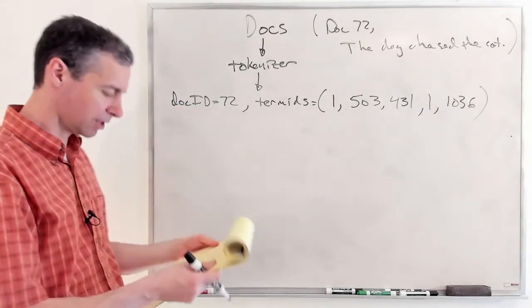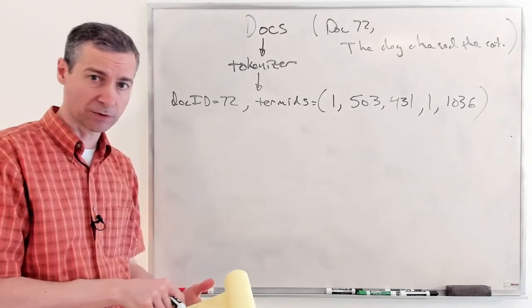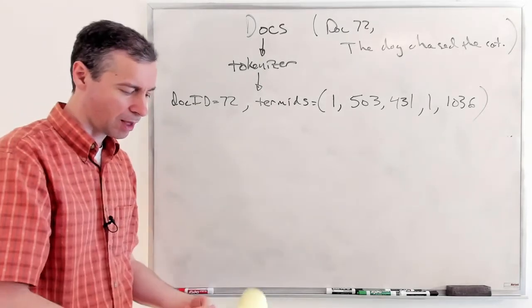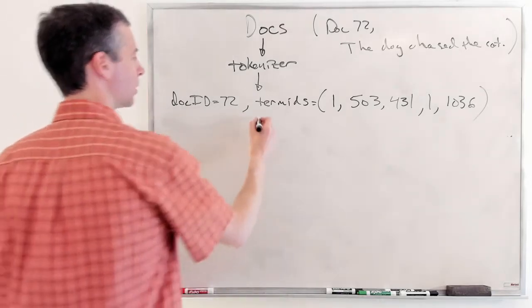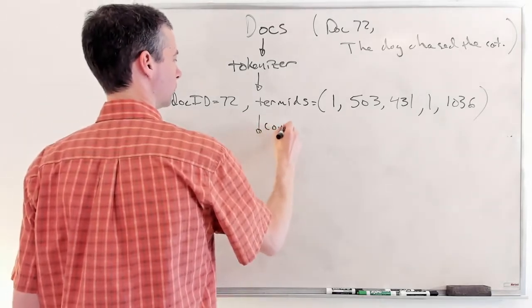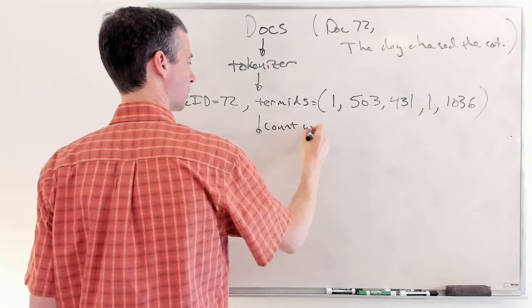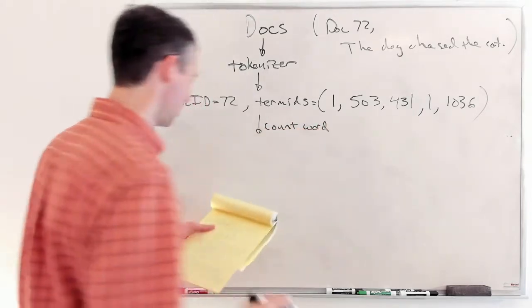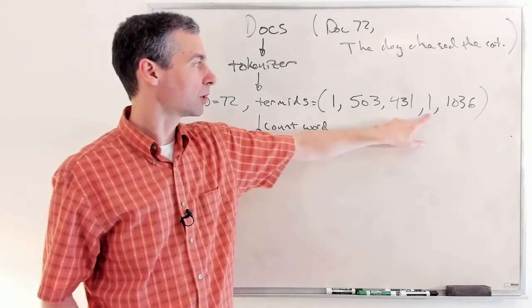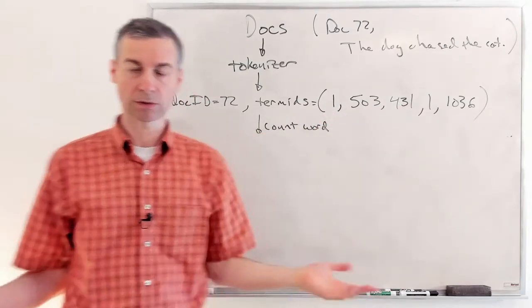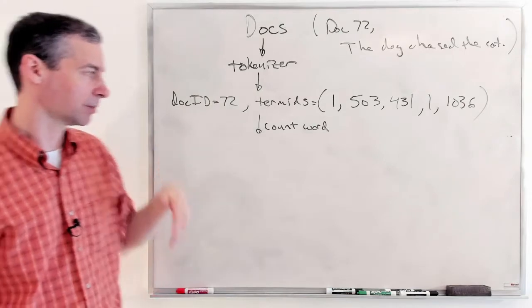All right, so we get back a list of term IDs out of our tokenization process, and we've got our document ID. That's all good. We've already covered that. So then we're going to go and we're going to count words or count terms, okay? And so now we're going to know that 1 occurs twice, and all these other words occur once in this document.